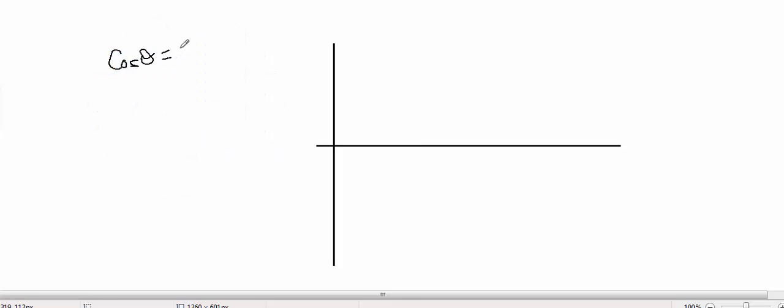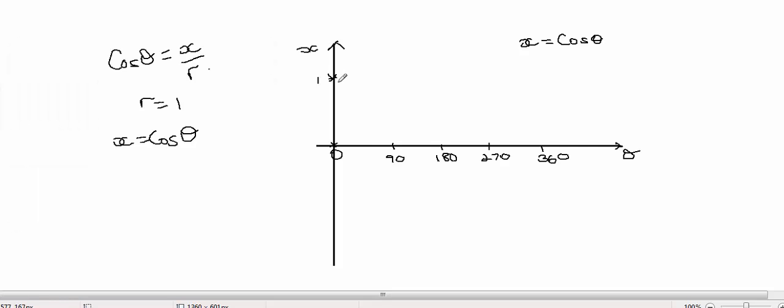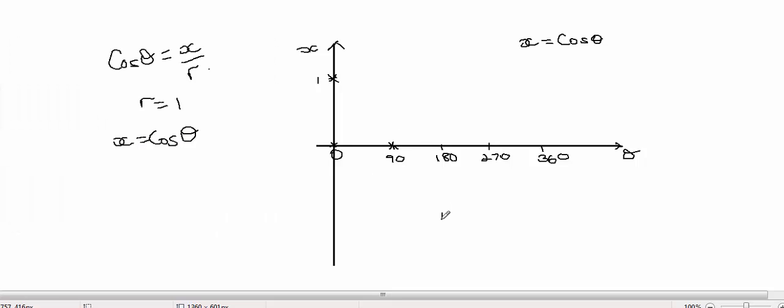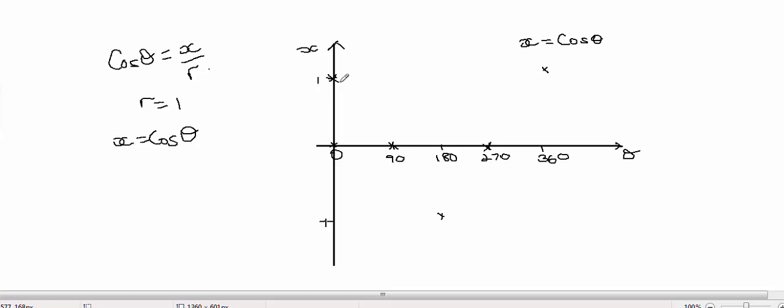Now for the cos theta, we shall do the same thing. Remember, cos theta is equal to x over r, and therefore x is equal to cos theta, because r is equal to 1, which is our radius. And therefore, once we continue plotting there, cos of 0 is 1, cos of 90 is 0, cos of 180 is -1, and they continue in that series. You can prove these on your calculator, just like I'm proving mine aside there, as you can see.